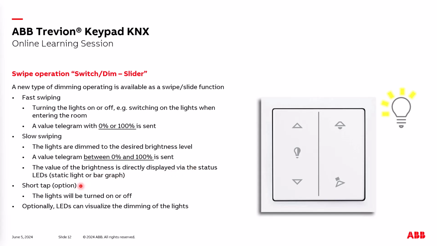Additionally, as an option, you can have a short tap. This is similar to on/off. So with your finger, you can press short to switch on and off. It's an option, but I prefer here to use the fast swiping for switching on and off.